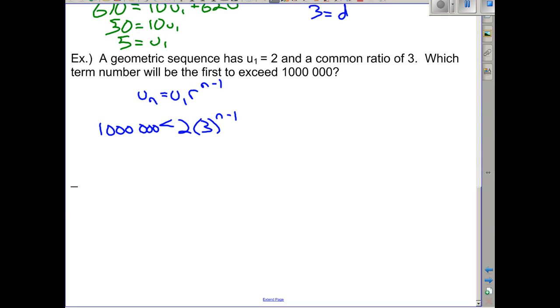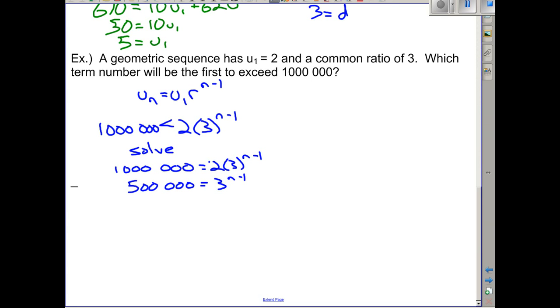Okay, so if I read this from right to left instead of from left to right, it's saying 2 times 3 to the n minus 1 is greater than 1,000,000. Now, we could solve a corresponding equation. Okay, and there are a bunch of ways to solve that. You can, first of all, divide by 2 and then use logs. Probably the most straightforward approach.